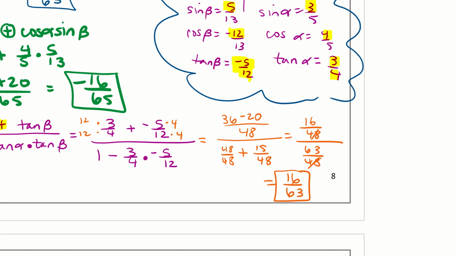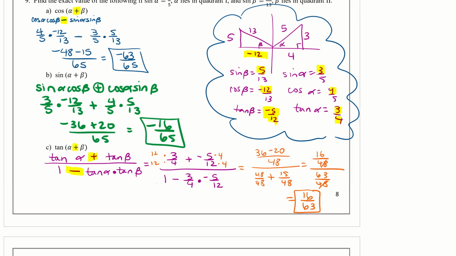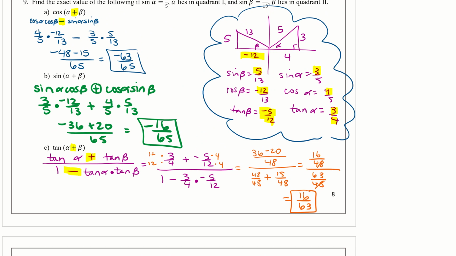Now, wait a minute. Don't those numbers look familiar? The 16 over 63. You totally could do it this way, but think about what else we know about tangent, an easier way to do this problem. The easier way, in my opinion, is to recognize that the tangent of alpha plus beta is going to be the sine of alpha plus beta divided by the cosine of alpha plus beta. And we already found those.